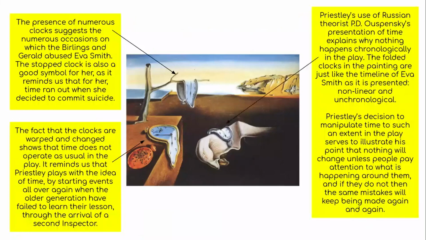And then finally, let's talk about how Priestley uses the Russian theorist Ouspensky's theory of time. And this is why none of it happens chronologically in the play. We hear about what Sybil did before we hear about what Eric did, which is, of course, not how it was in real life. And therefore, it's non-linear and unchronological. His decision to manipulate time to such an extent serves to illustrate his point that nothing will change unless people pay attention to what is happening around them. And if they do not, then the same mistakes will keep being made again and again. I would argue that society today does still make some of these mistakes.